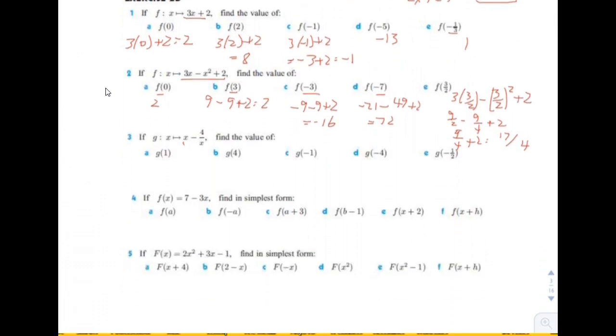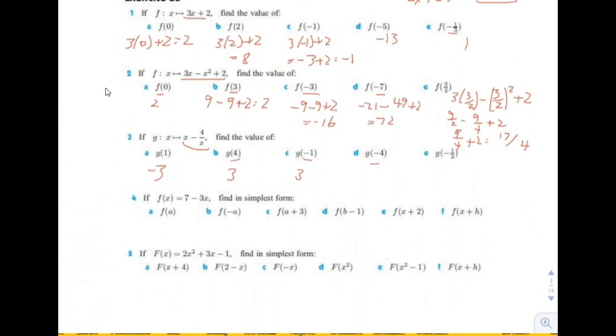Okay. x minus 4 divided by x. If we put 1 in there, it would be 1 minus 4, so it would be negative 3. If we put 4 in there, it would be 4 minus 4 divided by 4, which is 4 minus 1, which would be 3. If we put negative 1 in there, it would be negative 1 minus 4 divided by negative 1. So the second term would just be 4, and the first term is negative 1, so that would be 3 also.